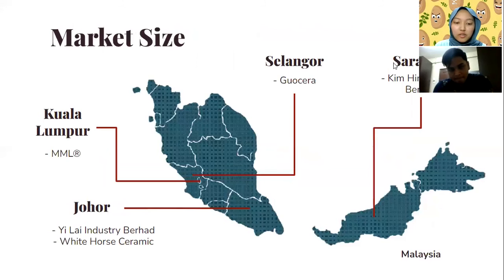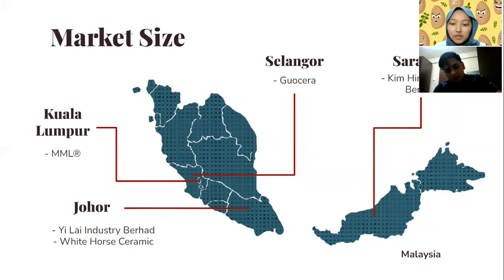Okay, next we will take a look at the market size. In Malaysia, the ceramic tile industry is fragmented in nature with various organized and unorganized players operating in this space. Some of the major players in the market include Yelai Industri Berhad, White Horse, MML, Kim Hin Industri Berhad, Guasera, Sisera Group Berhad, Johan Holdings, and Niro Ceramic Group. Established players are already having a strong presence in the market. Thus, new players can enter the market only through mergers or acquisitions.